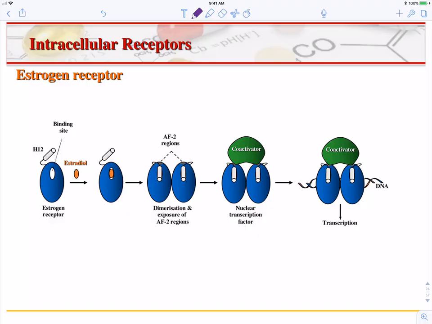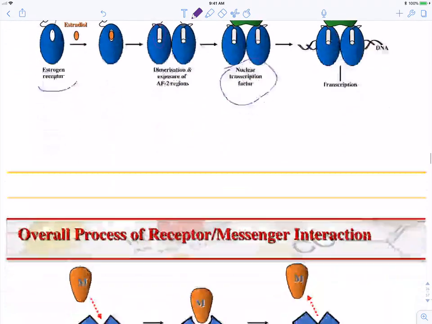So once again, in the free state, the estrogen receptor contains a binding site. Upon binding, a terminal helix is recruited and closes up. That in turn causes dimerization and exposes the binding site for the co-activator, which is the AF2 protein. Binding of the co-activator causes the transcription factor to be fully active, so we are now talking about a nuclear transcription factor, which migrates to the nucleus, binds to DNA, and activates transcription.